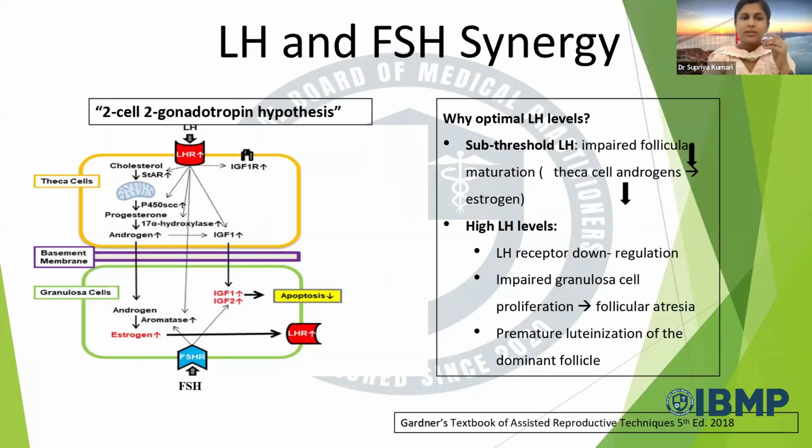Next slide, please. Yes, so we are aware of the two cell, two gonadotrophin theory. We have the theca cell and the granulosa cell. The theca cell has LH receptors via which the LH enters. The first thing which enters the theca cell is cholesterol via the StAR gene, which gets converted to progesterone, and then to androgens. This androgen crosses the basement membrane and enters the granulosa cells. In the granulosa cells, this androgen is converted to estrogen via aromatase. This aromatase is the enzyme on which letrozole acts. We are aware of this, right?